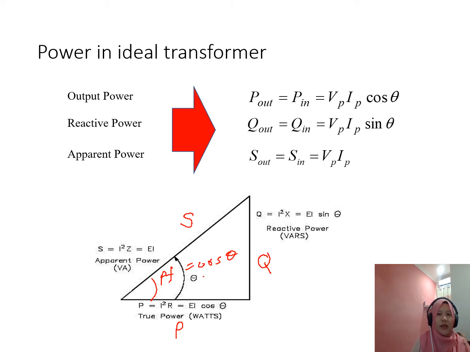So from here we obtain the active power is equal to V multiplied with I multiplied with cos theta, or the power factor. The reactive power is equal to V multiplied with current multiplied with sin theta, and the apparent power is equal to the voltage multiplied with the current. By using the power triangle, we can also calculate S, where S is equal to the square root of P squared plus Q squared.